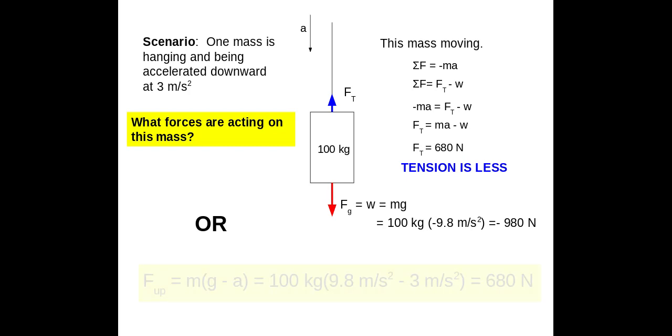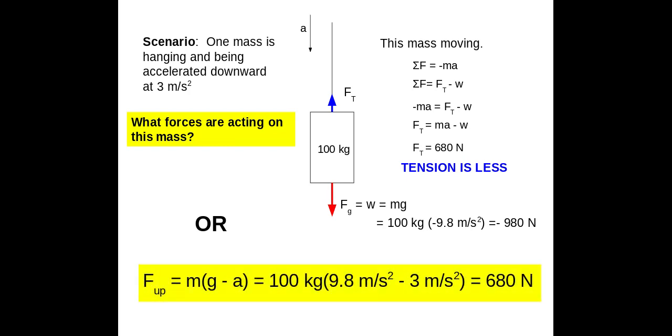Another way you could do it: F up equals mass times gravity minus acceleration. So we do 9.8 minus 3, which ends up being 6.8, times 100 kilograms, and we get 680 newtons.